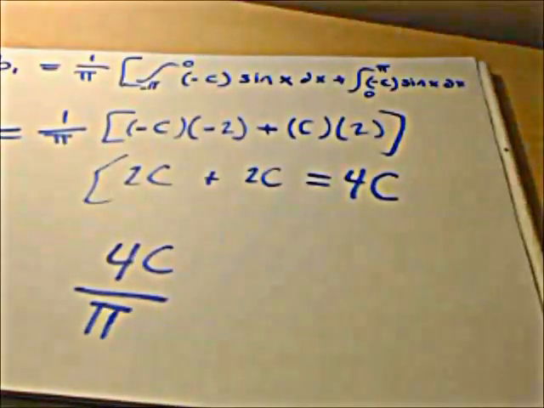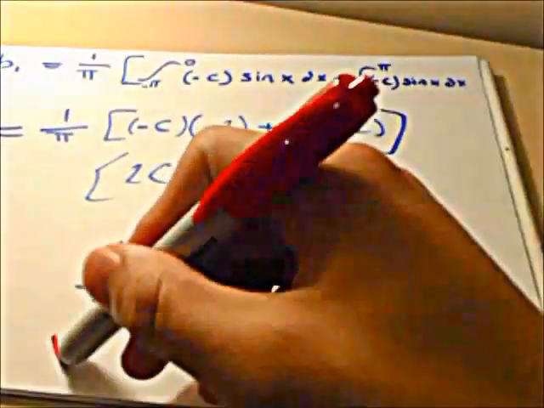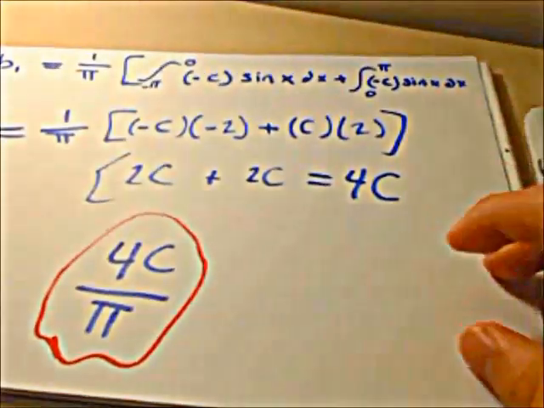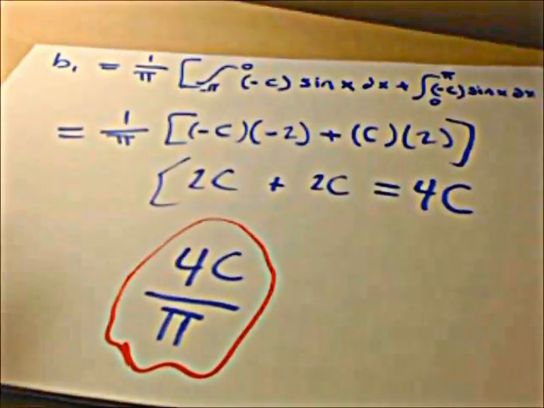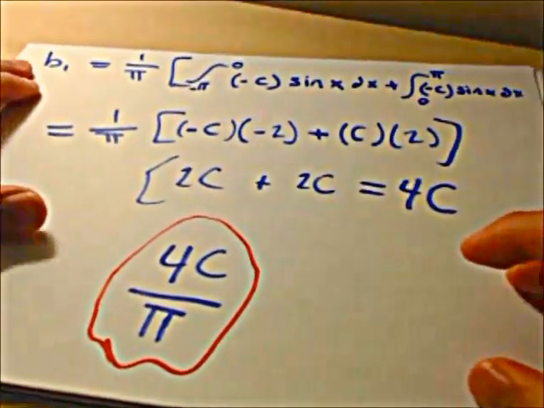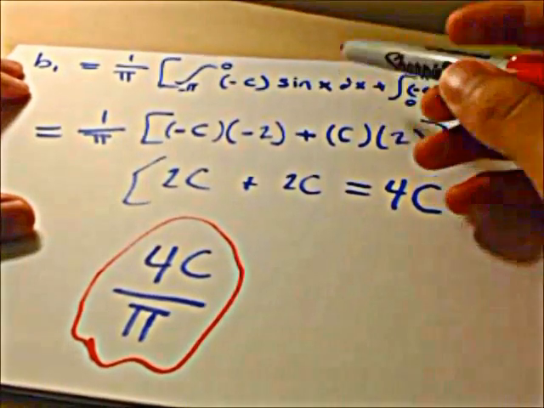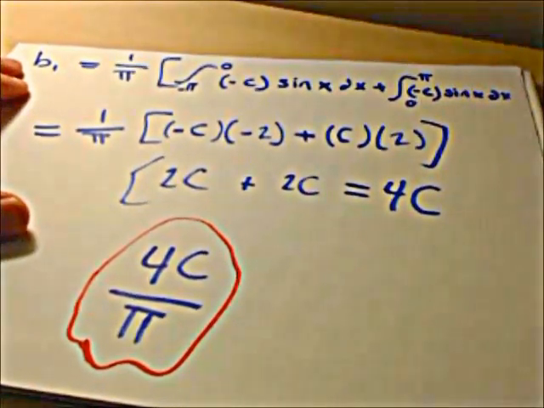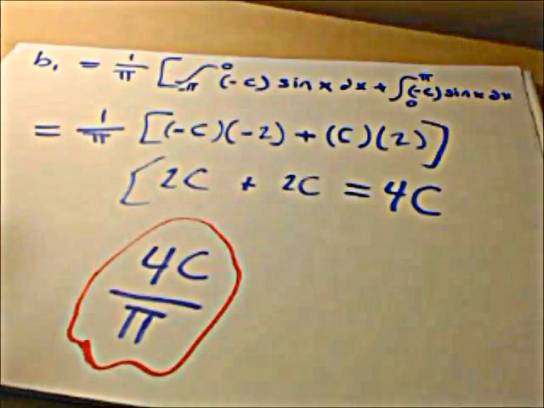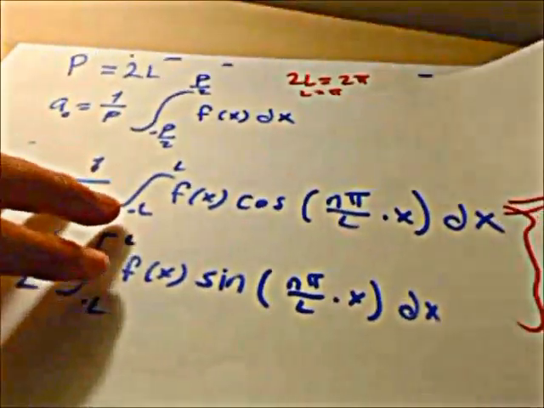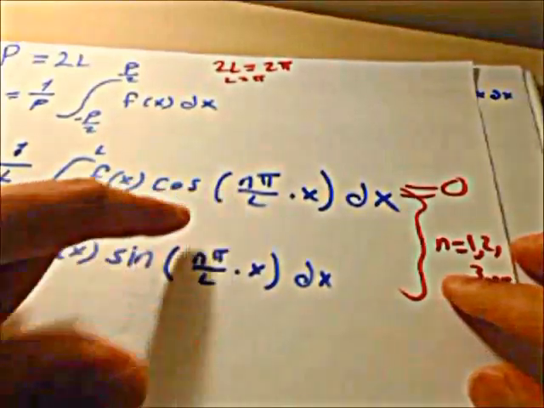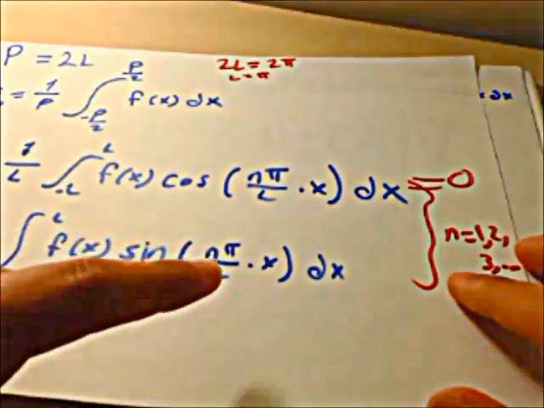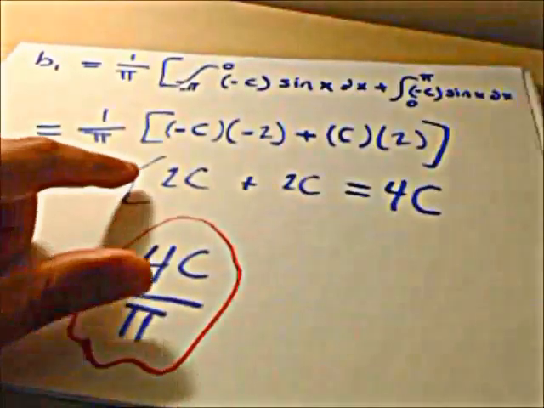So that is our first b. If we apply the same thing for b2, what you do is just substitute the n, 1 with 2, and so on. So here, if we substitute n with 2, we would end up with sine 2x. So yeah.